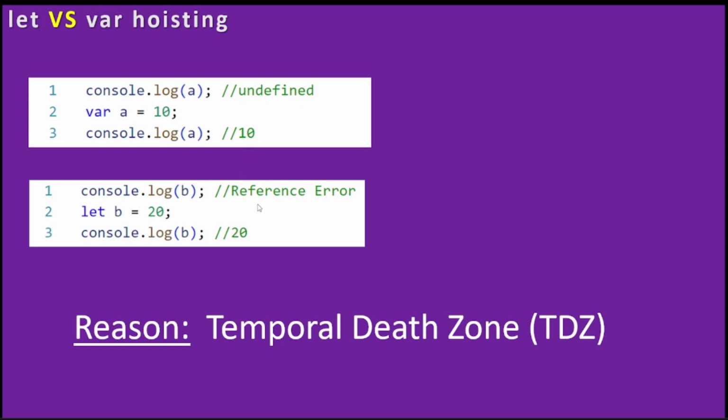And in this case it doesn't execute anything, it just gives an error and simply exits out of the script. That is what we call a reference error. Why is this different with var and with let? The reason is the temporal dead zone of the let keyword. And what is this temporal dead zone? Let's discuss that with the code.